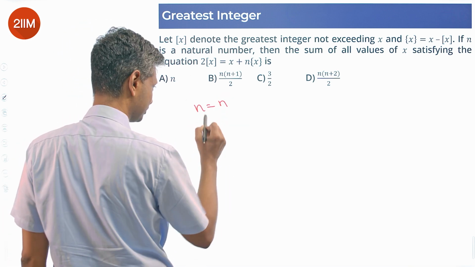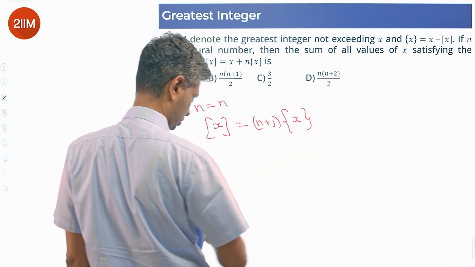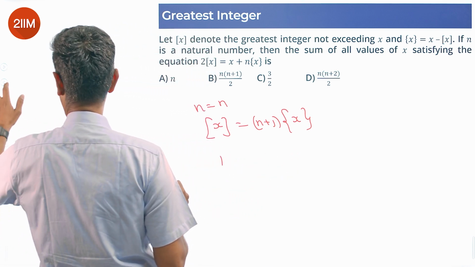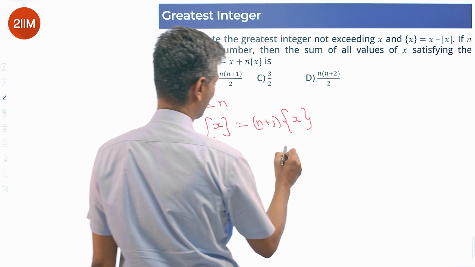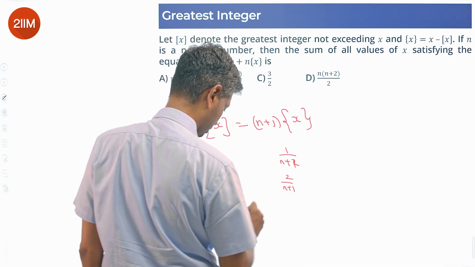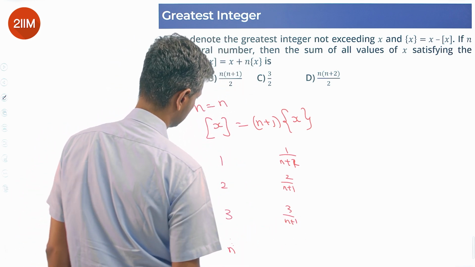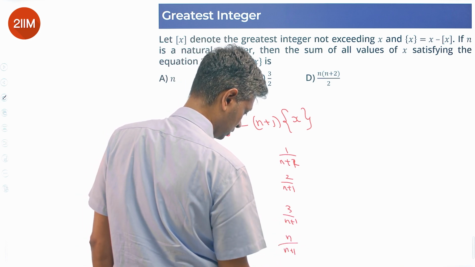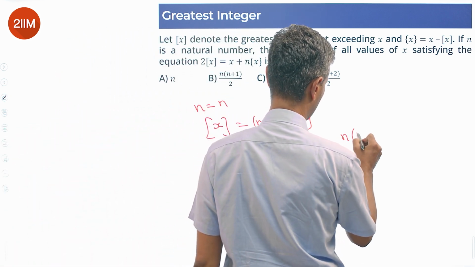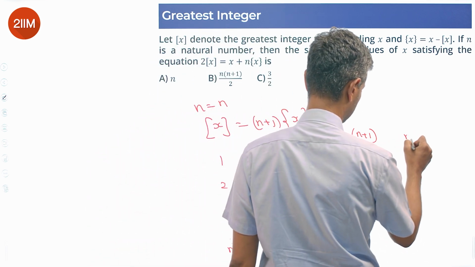Greatest integer of x equals n plus 1 times the decimal part of x. I'm just pausing to see what it should be. It should be 1 by n plus 1, 2, 2 by n plus 1, 3, 3 by n plus 1, all the way till n, which is n by n plus 1. If I add all of this, the integers give n into n plus 1 by 2.